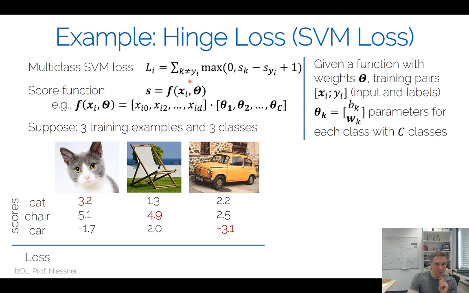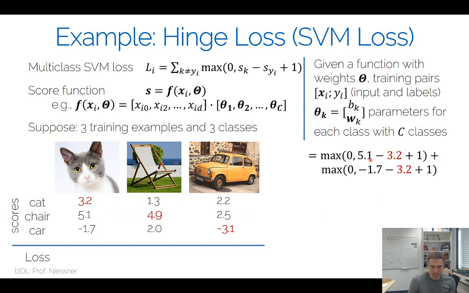So if you're doing this, first of all, how many entries do we have in the sum? We have two of them, because I have one ground truth label and two other ones, so I have two parts of my sum that I need to sum up. So now I need to check the scores. I need to take 5.1 minus 3.2. And then in the second round of the sum, I need to go minus 1.7 minus 3.2. So my hinge loss here is the maximum of 0 and 5.1 minus 3.2 plus 1. And here I take minus 1.7 minus 3.2 plus 1, right? You notice this s_yi is always the 3.2, and this s_k is either that one or that one respectively. And if we're doing this, we're getting this as an output here.